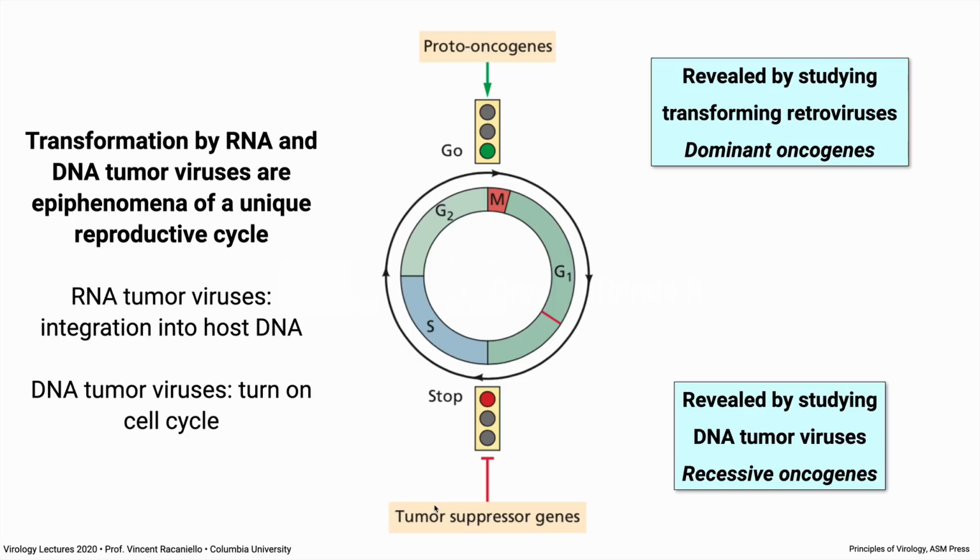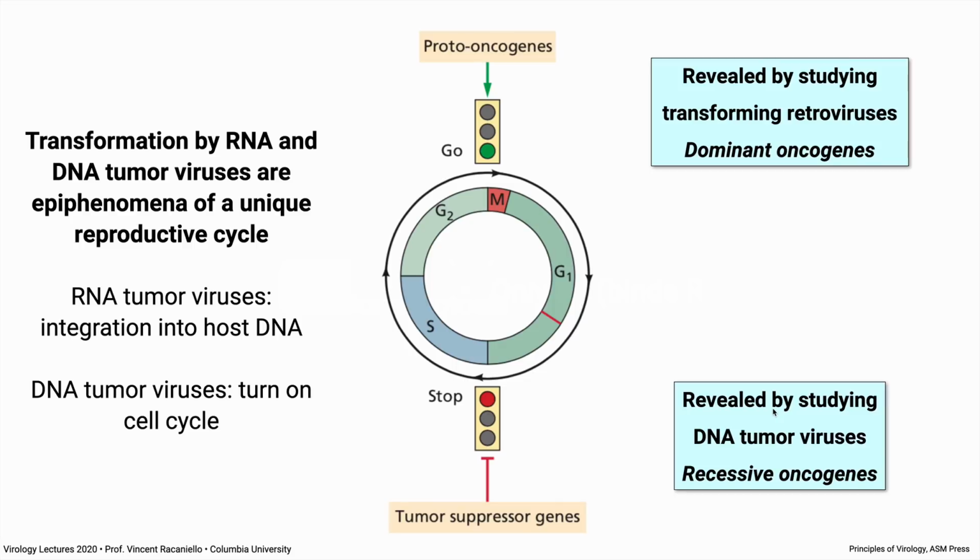And now we understand this entire control of cell growth. We know what turns on mitosis, the go signal at the top, by studying the transforming retroviruses that have the dominant oncogenes that encode all the machinery to get the mitosis started. And we also know all about checkpoints within G1 and then within S. Those are the tumor suppressor genes, the recessive oncogenes, which we see by studying DNA tumor viruses.